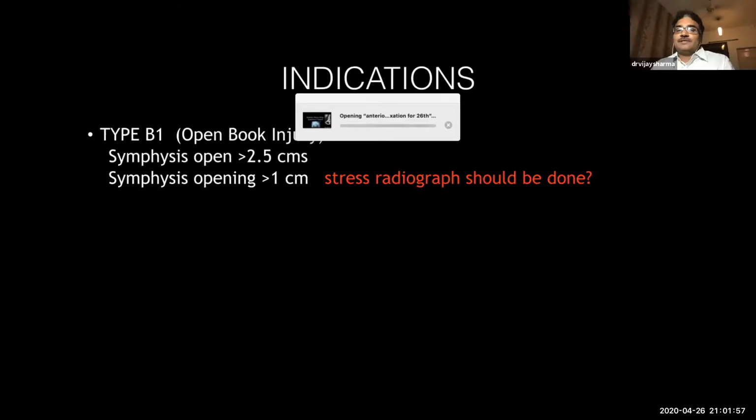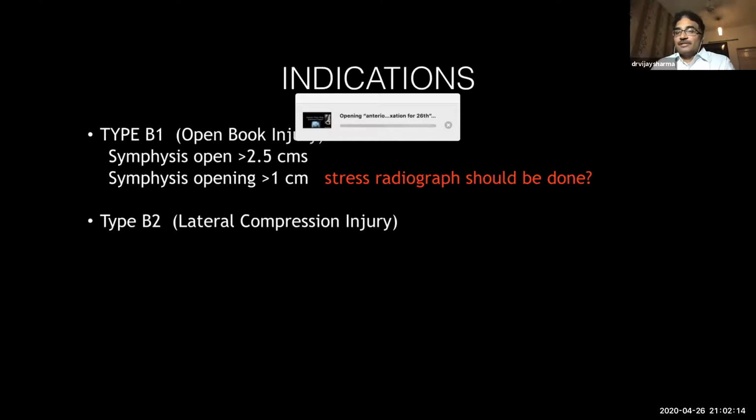If we look at open book injury, the threshold was 2.5 centimeters, but a single static reading has been challenged now in 2 major studies. In these 2 studies they have started using stress radiographs, even if they find 1 centimeter, and have switched to operative management. The studies are by Sagi et al. and Murphy et al. I will show you those studies also. So the 2.5 centimeter threshold has been challenged.